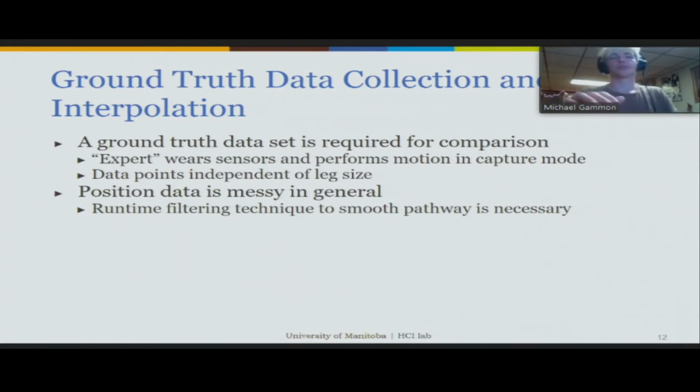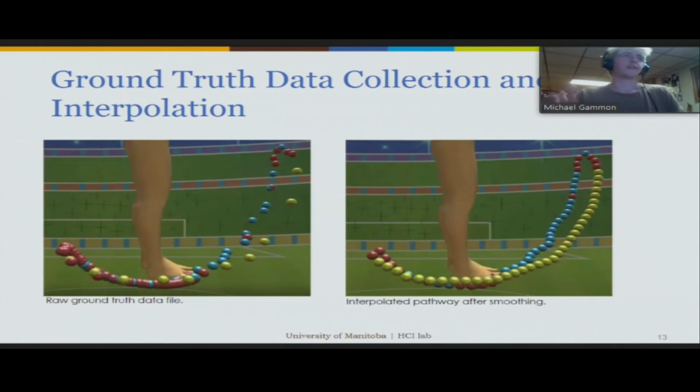In order to do this, we used a direction vector-based approach to smooth the pathway generated by the data points from the sensors. With this approach, a linear interpolation of the pathway between the data points was generated. You can see on screen here on the left is the raw data. There are orbs all clustered near the starting point, and they're unevenly spaced at the end. And then after we run our algorithm, it looks like you can see on the right there.